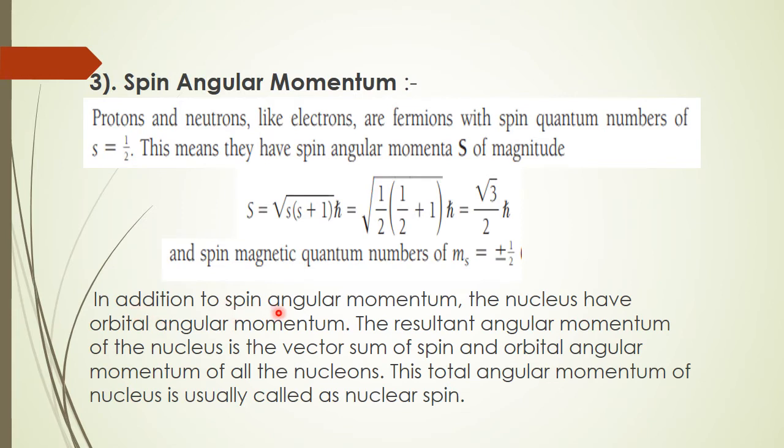Now, in addition to spin angular momentum, the nucleus has orbital angular momentum too. The resultant angular momentum of the nucleus is the vector sum of spin and orbital angular momentum of all the nucleons. Right? So this total angular momentum of a nucleus is usually called nuclear spin. In the case of a hydrogen atom, it has only one proton, so this value of S is rightly root 3 by 2 ħ.